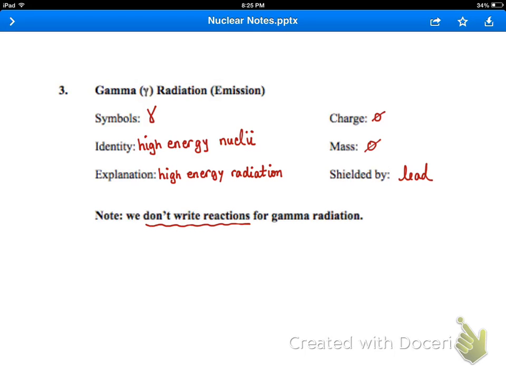So the next type of radiation is gamma radiation, which is the highest energy. It has the symbol gamma, a Greek symbol gamma. Very high energy nuclei, high energy radiation, no charge, no mass, and it has to be blocked by lead, which is why nuclear reactors in nuclear power plants are always lined in lead. And we do not write reactions for gamma radiation, so no reactions to write here.